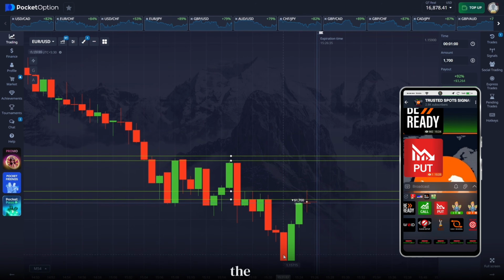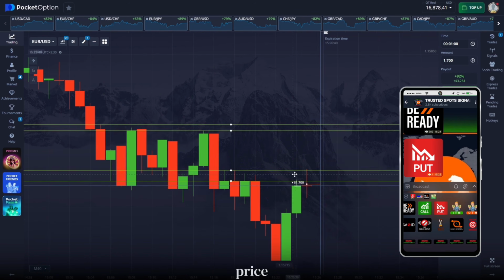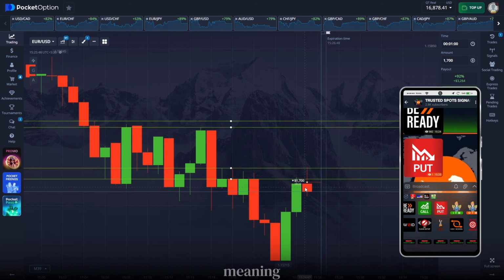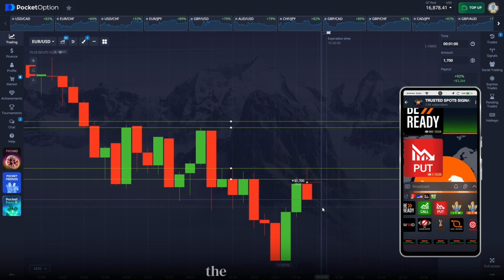Price after the fall goes up to retest this zone. Price retested this zone, as you can see on this candle. It hit the resistance and then it closes below without any breakout. So this resistance is not broken, meaning price should reverse in the downward direction.